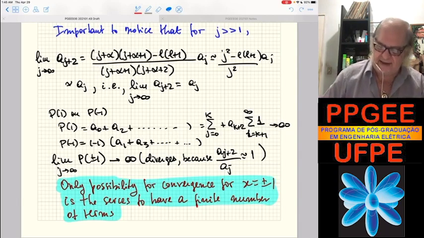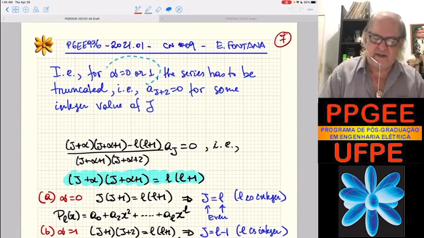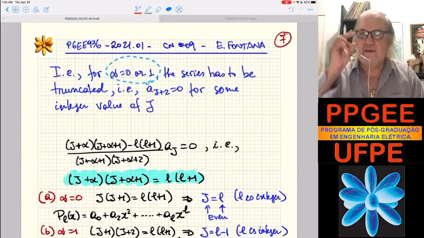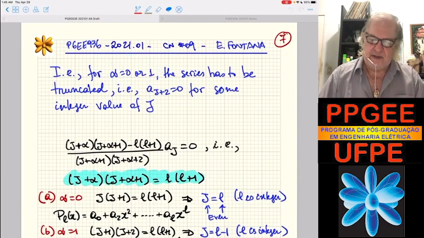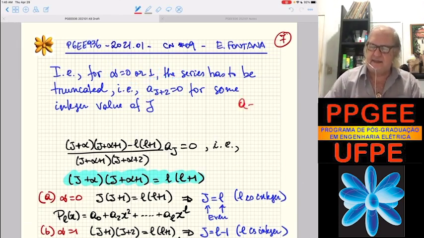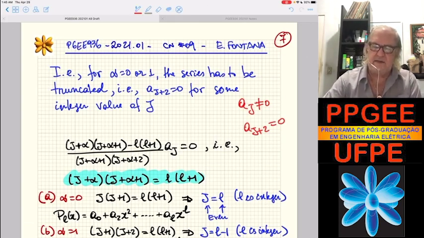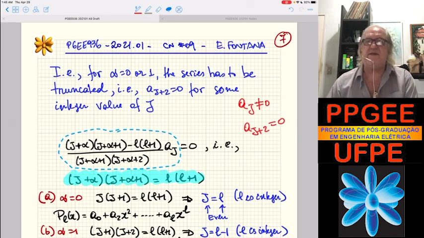So we have to find a number, capital J, either for alpha 0 or 1, to stop the series. So a_J is the last coefficient, sorry. So this one is different from 0, but a_{J+2} equals 0, right? How do we do that? Just look at this expression here. That's the expression for a_{J+2}.